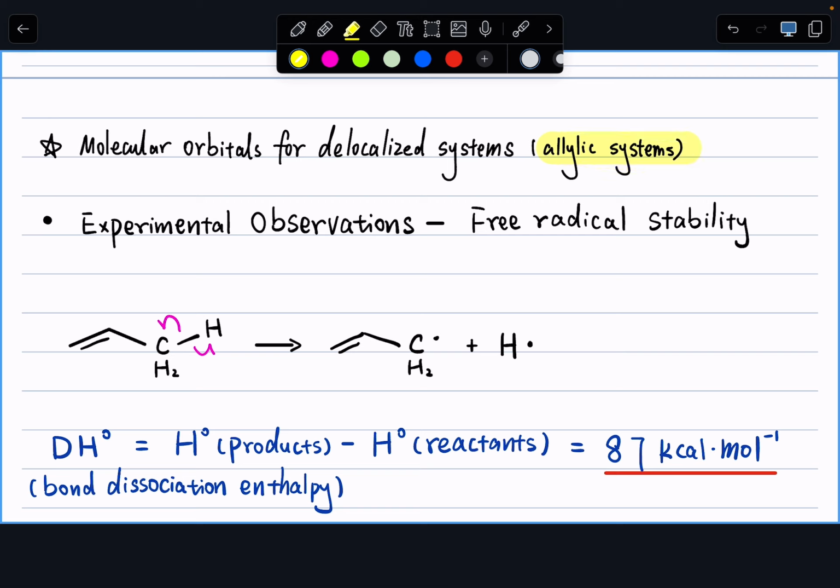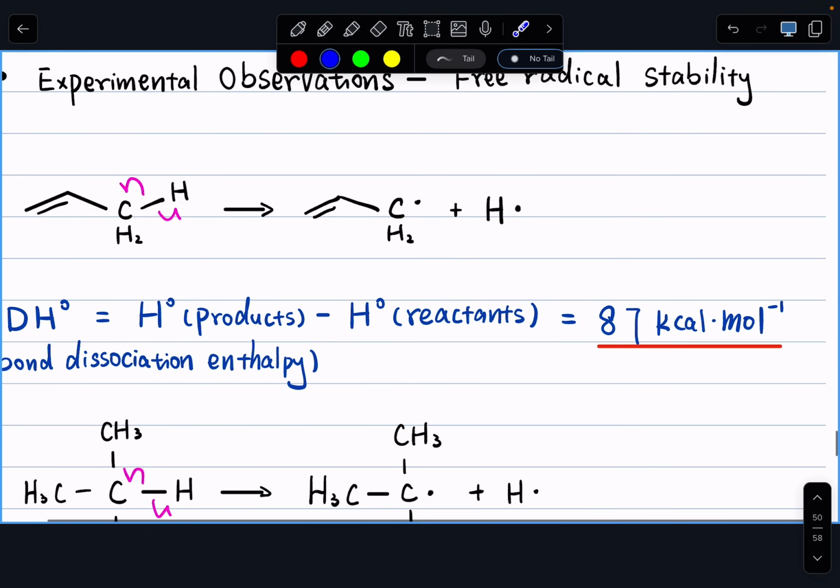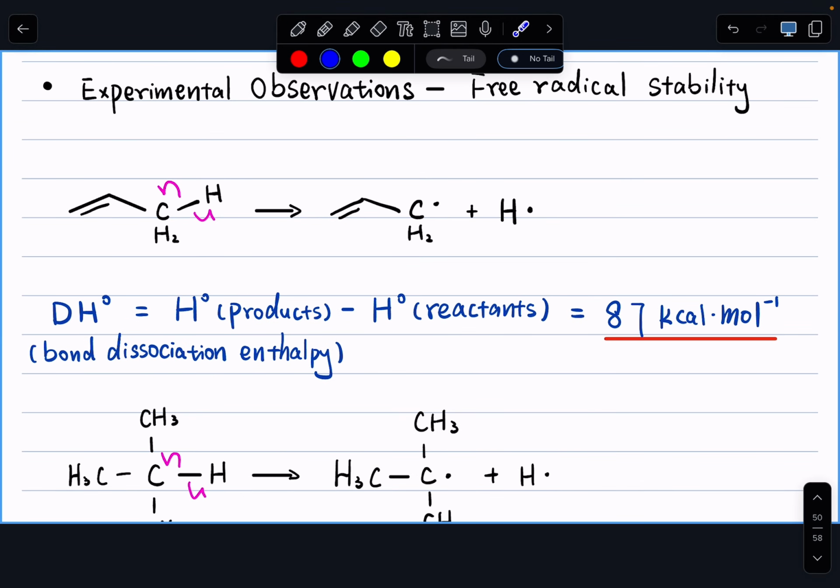So we start from experimental observations. Chemistry is, again, a science, deeply rooted in experimental observation. We first have experimental observation, and then scientists develop theories to generalize that observation and apply it to other situations. So in this case, we're thinking about the stability of a free radical.